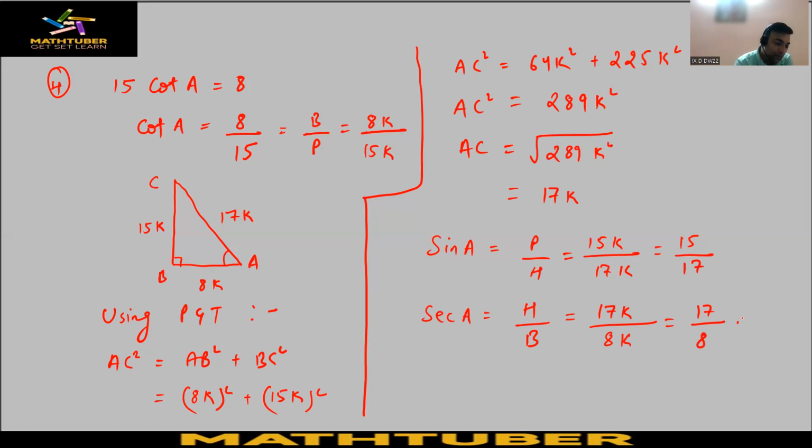Now, similarly, the fifth question is also the same, where sec theta is given 13 upon 12, and we have to form this triangle and we have to find out the other trigonometric ratios, that is sine theta, cos theta, tan theta, cosec theta and cot theta. So it is similar to these questions, so try it by yourself.